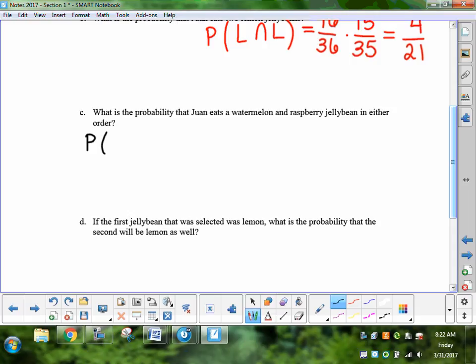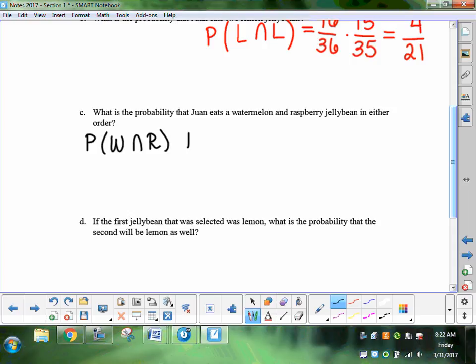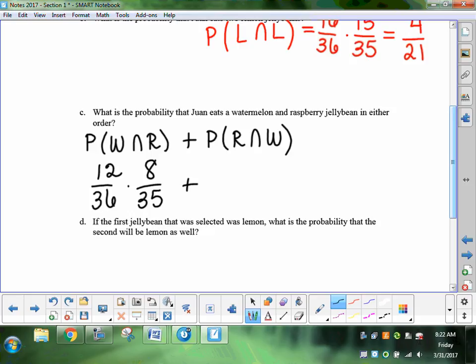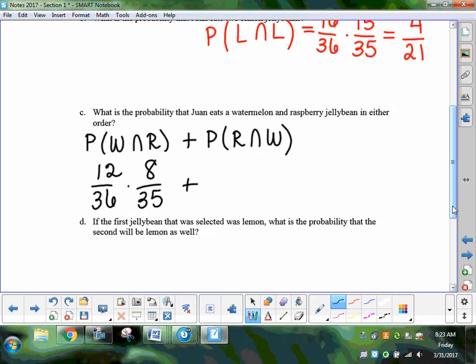So first thing up is I need to compute the probability of watermelon and raspberry. And to that, I need to then add the probability of raspberry and watermelon. What's the probability of watermelon and raspberry going to be? Hands up, please, if you can tell me how we would compute this one out. 12 over 36 times 8 over 35. And then we need a raspberry, then a watermelon. So that would be, what? Peter?